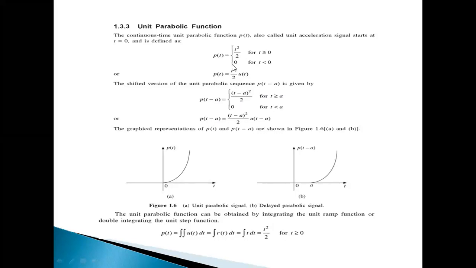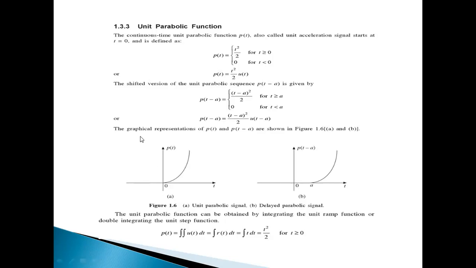And the same relation between the step and the ramp: p of t minus a is equal to t minus a whole square by 2 mu of t minus a. Wherever t is there, that is t minus a. Minus means a delay function.